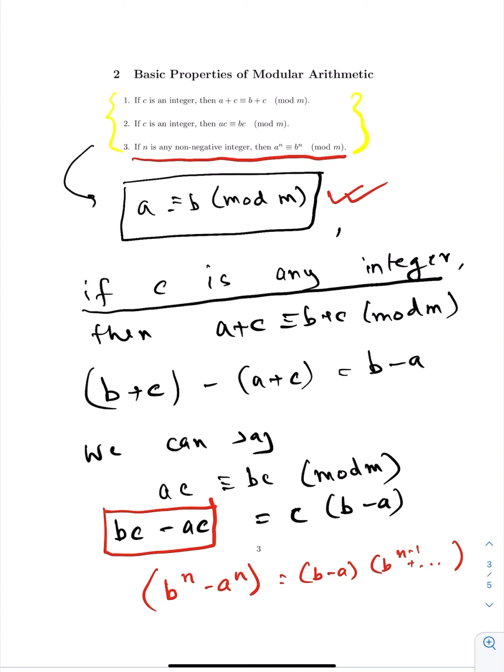Also there are a couple more basic properties, but at this moment I don't think it's necessary to discuss them, because for the problem we are trying to solve, I think these three properties are absolutely essential, and if we know these properties, we will be able to solve many problems related to the problem that we are trying to solve today.